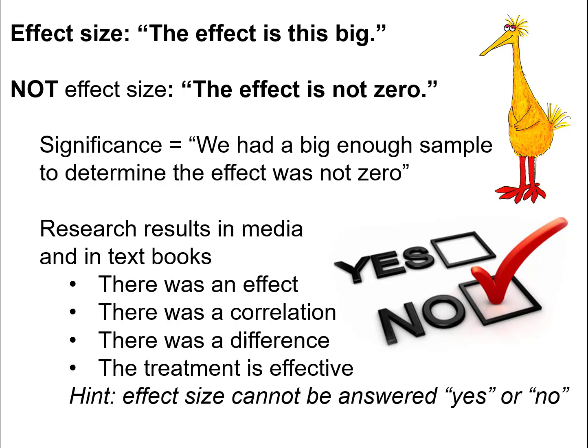So if I test a treatment for depression, my key question is, how effective is my treatment? To what extent is it effective? What is the size of the effect of this treatment? Or if I want to know what is the association between therapeutic alliance and treatment outcomes, the question is, what is the strength of that association? To what extent is there a relationship between those two variables?